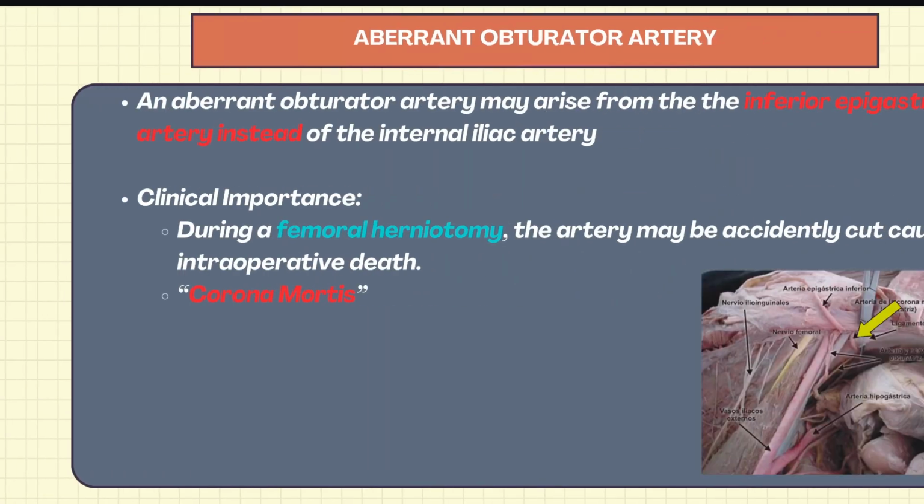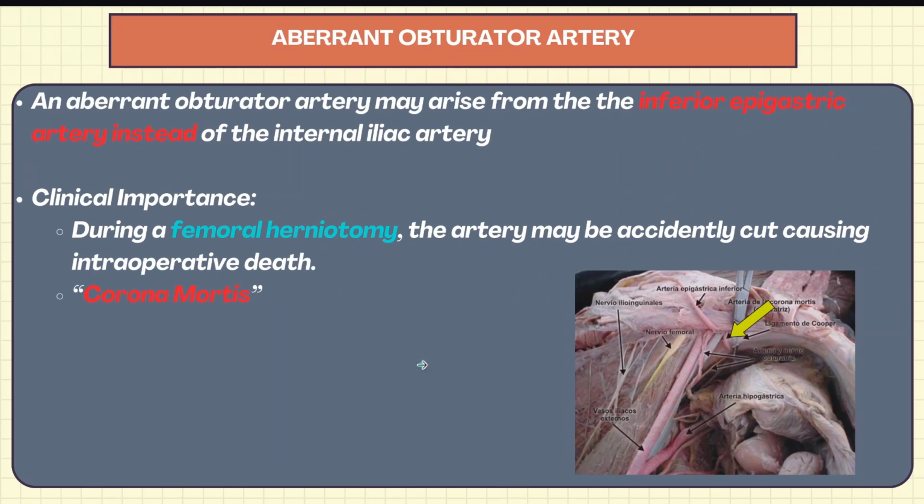Now, what we need to know, which is a very important concept, is an aberrant obturator artery. Now, aberrant means abnormal. So it's going to be an abnormal obturator artery. Obturator arteries usually branch off the internal iliac artery. However, for some people, it could branch off the inferior epigastric artery. This case is very benign, and the patient's body can work completely fine.